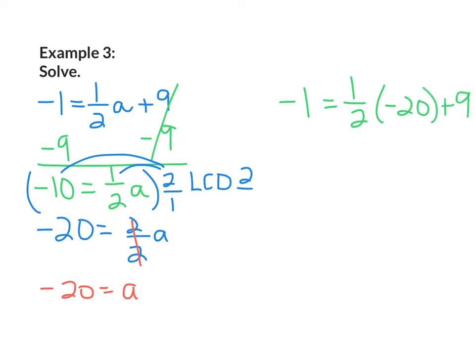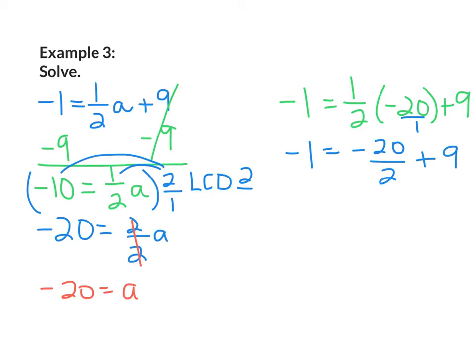So I'm going to go ahead and multiply that out. So I have negative 1 equals, I'm going to make my 20 into a fraction by putting a 1 underneath it. So 1 times negative 20 gives me negative 20. 2 times 1 gives me 2 plus 9.